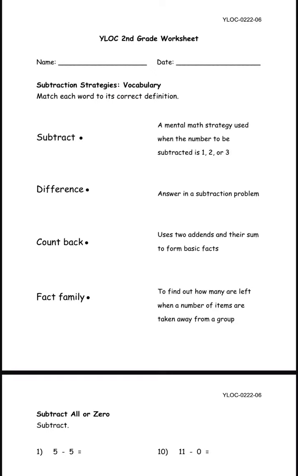This is Y-Lock, second grade, lesson 6, and we're starting with subtraction strategies, vocabulary. Match each word to its correct definition. So let's try reading all the definitions over here. We have a mental math strategy used when the number to be subtracted is 1, 2, or 3.